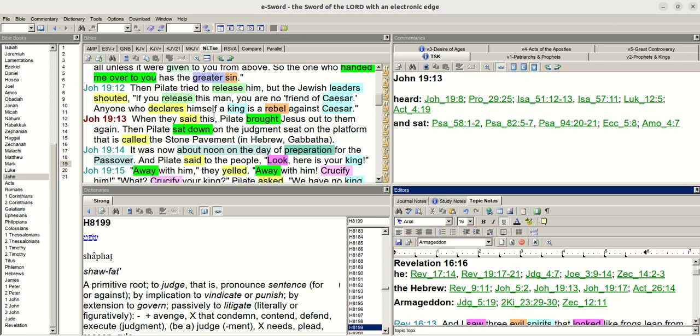Okay, John 19:13. When they said this, Pilate brought Jesus out to them again, and Pilate sat down on the judgment seat, at a place called the Stone Pavement, in Hebrew, Gabbatha. Well, okay, does this have anything to do with Armageddon? Well, not really. But remember, when we were looking up, Jehoshaphat meant judgment. So basically, the people who put this chain reference together took that judgment and decided they were going to expound on it.